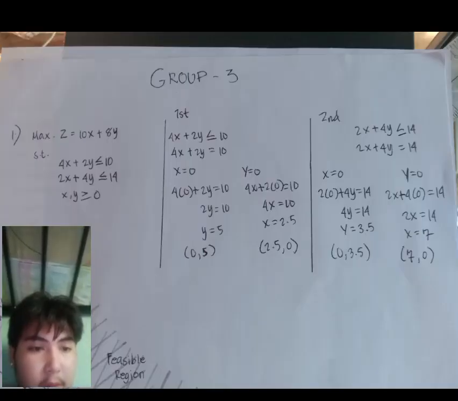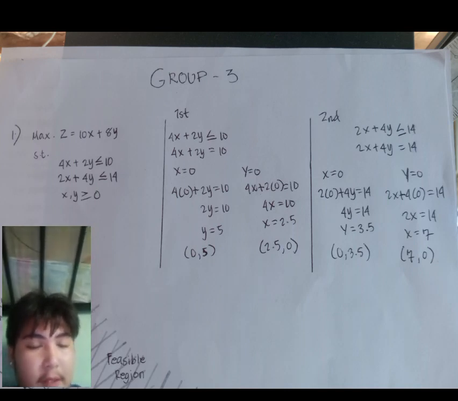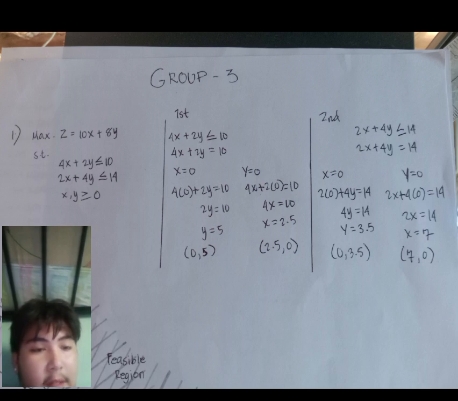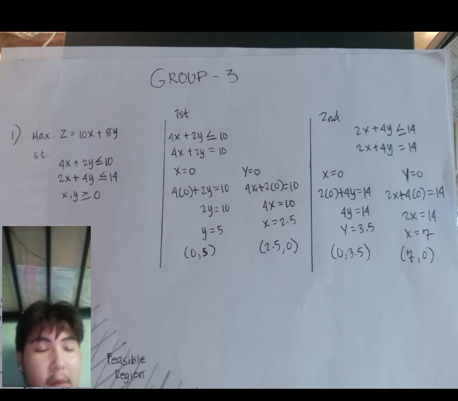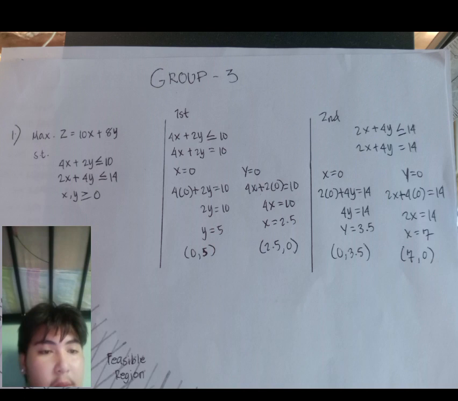First equation, 4x plus 2y less than or equal to 10. Let's find x first, with y equal to 0: 4x plus 2 times 0 is equal to 10. Let's divide both sides by 4, so x equals 2.5. Now let's find y: x is equal to 0, so 4 times 0 plus 2y is equal to 10. Divide both sides by 2, so y equals 5.